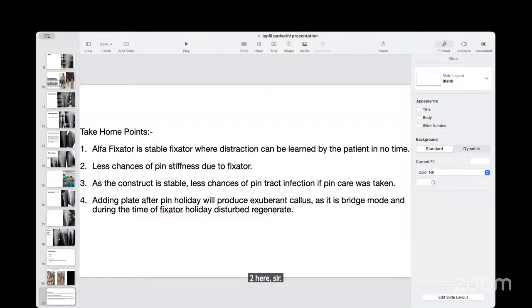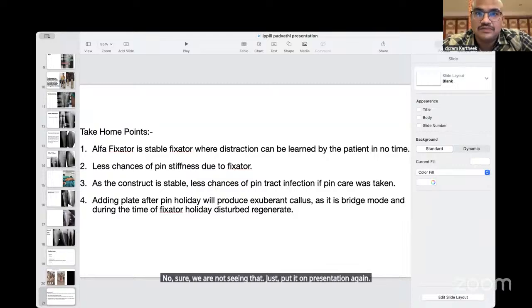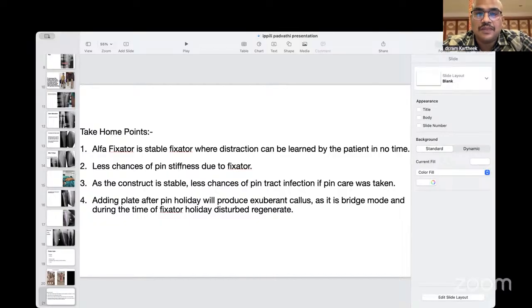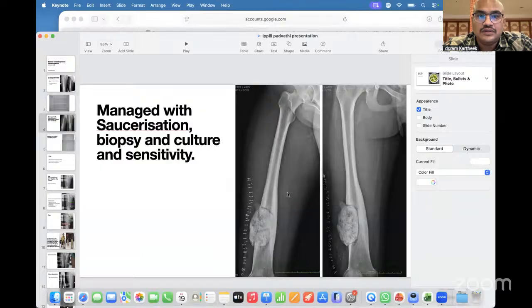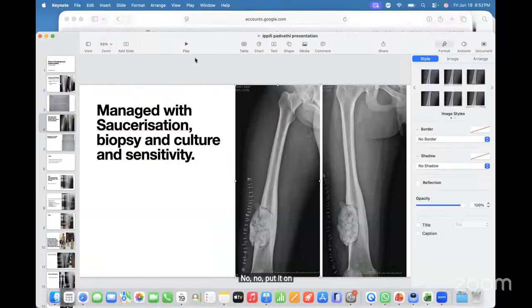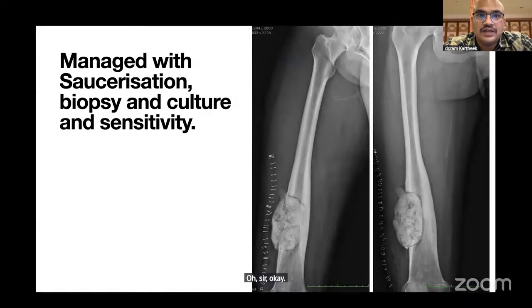No, sure, we are not seeing that. Just put it on presentation again. Okay, sir. Can you see, sir? No, put it on presentation mode. Oh, sir. Okay.